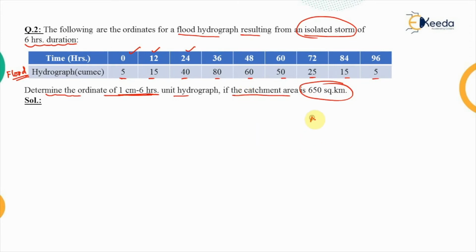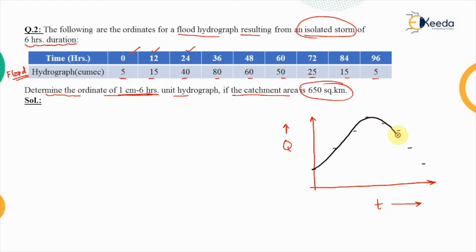Now if you look at the data closely and plot the curve according to that, the hydrograph will have the discharge on the y-axis and the duration on the x-axis. So the first value is 5 corresponding to 0 time, then corresponding to 12 it is 15, then corresponding to 24 it is 40, then 80, then 60, 50, 15 and 5. So that means the curve that we will be getting will be somewhat like this.